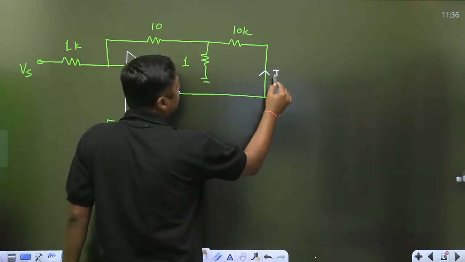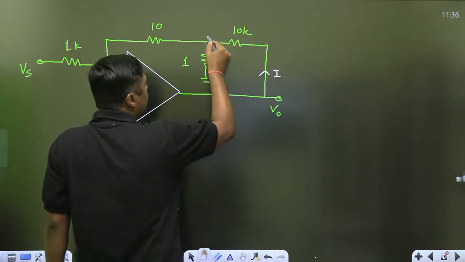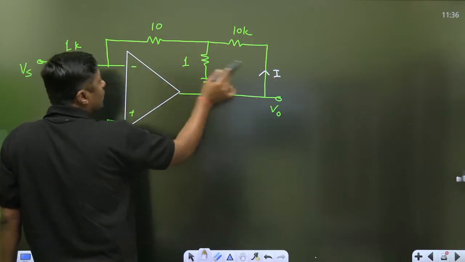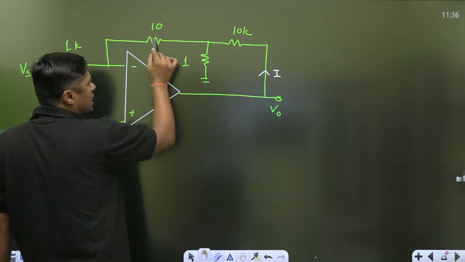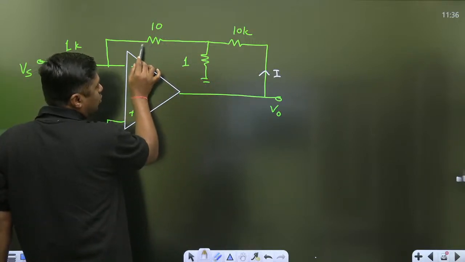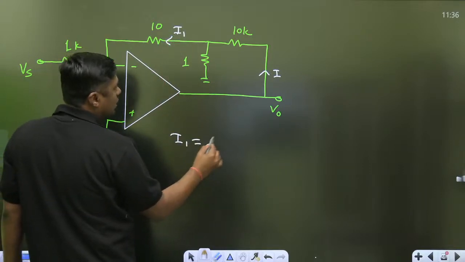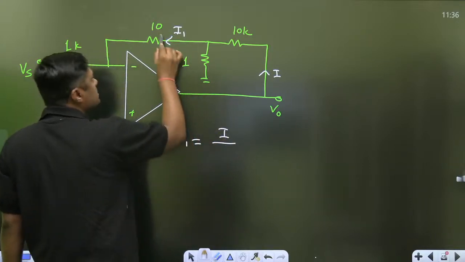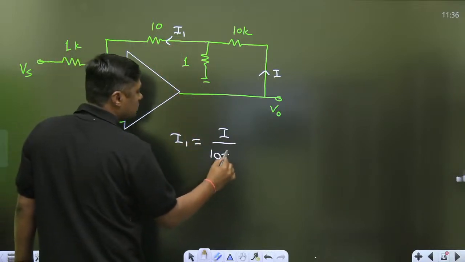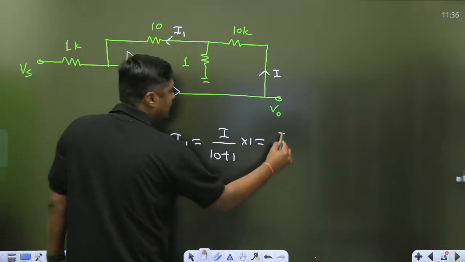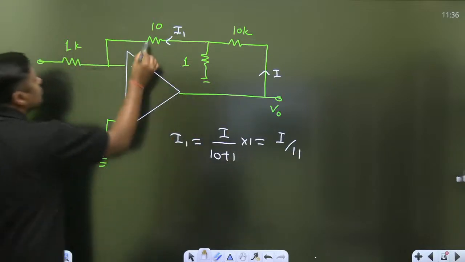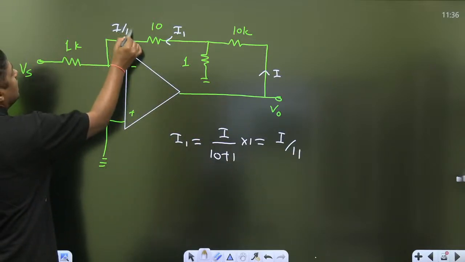Let this current be I. This current is moving here. Simply use the current division rule. What is the current division rule? What is the current here? Let it be I1. So I1 is equal to I divided by, watch this, 10 plus 1, into 1. That will become I by 11. So this current is nothing but I by 11.